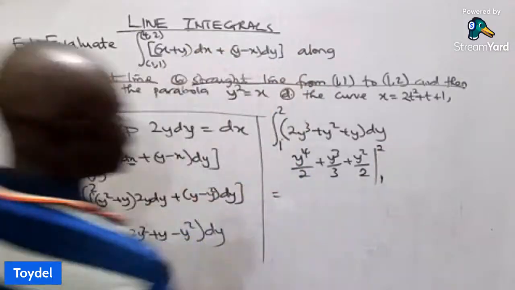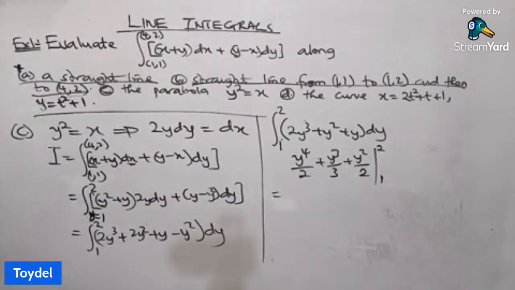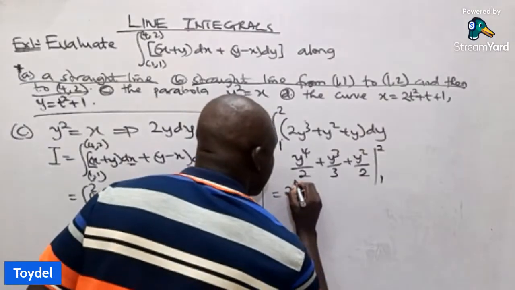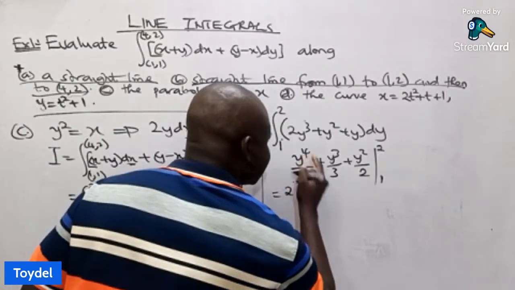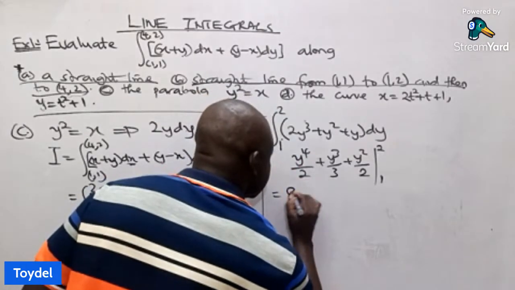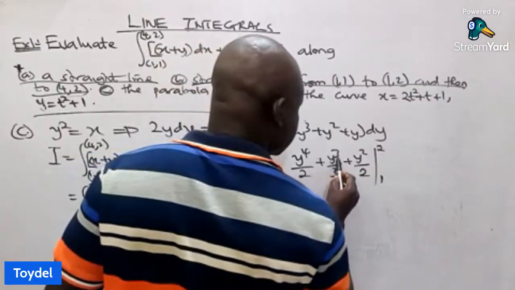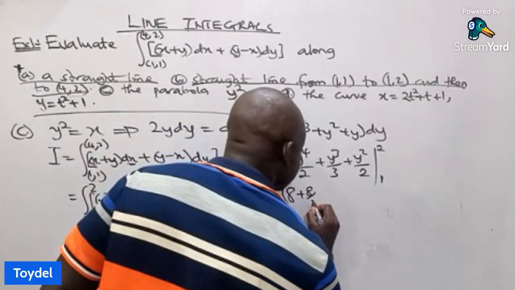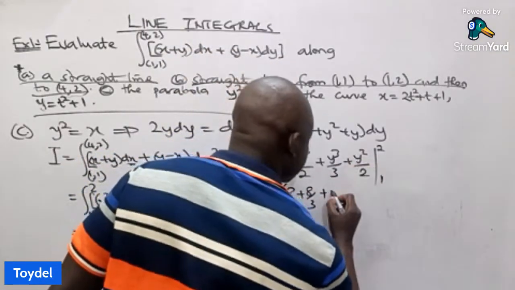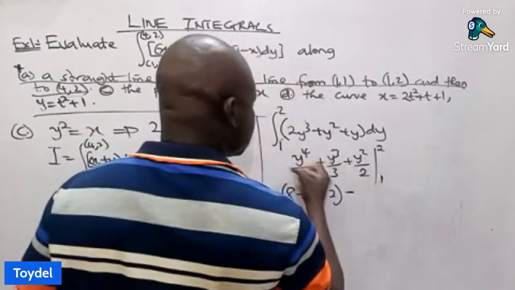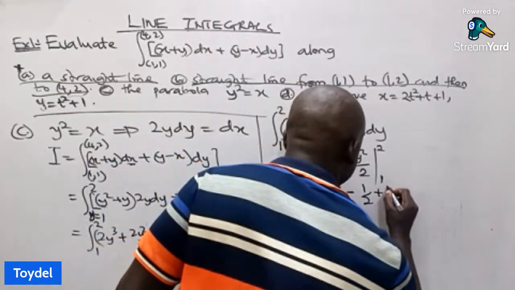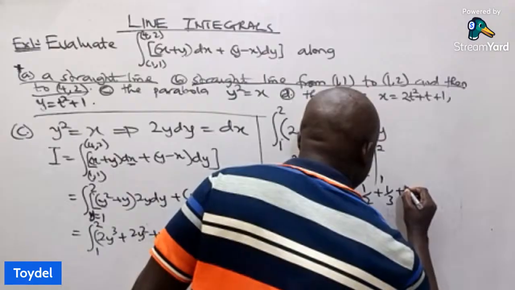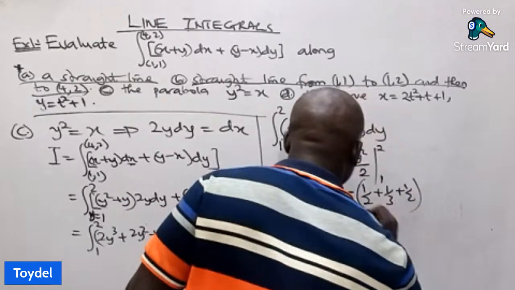So from there, we substitute for the value of y. When y is equal to 2, minus when y is equal to 1. Here I'm going to have 2 raised to power 4, that's 16. 16 divided by 2 is 8. This first one will be 8. Then 8 all over 3, plus 4 all over 2, that is 2. Minus, when y is equal to 1, that's a half plus 1 over 3 plus a half. That's what we are going to get.